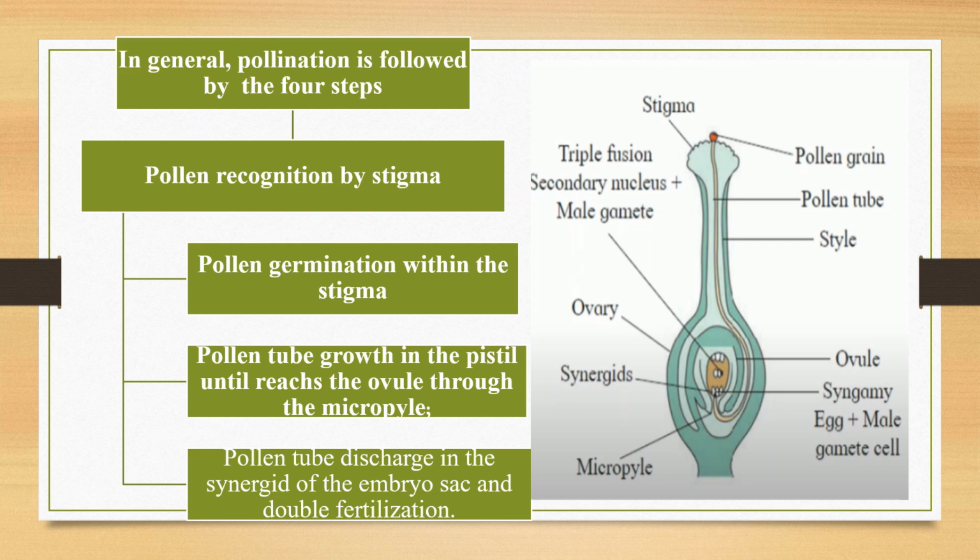In general, pollination is followed by 4 steps. First, landing on the stigma, then it's followed by 4 steps. What is that? Pollen recognition by the stigma, which is followed by the germination within the stigma. Then it's pollen tube passage through the style till it reaches the micropyle. Then it's entry inside the embryo sac through one of the synergids and its release, and then the discharge in the synergid of the embryo sac, and later double fertilization.